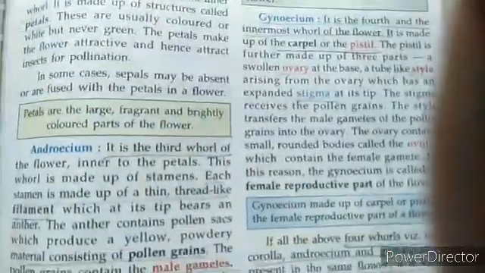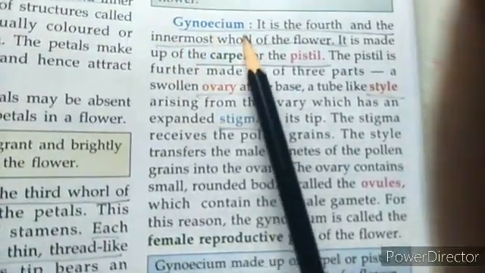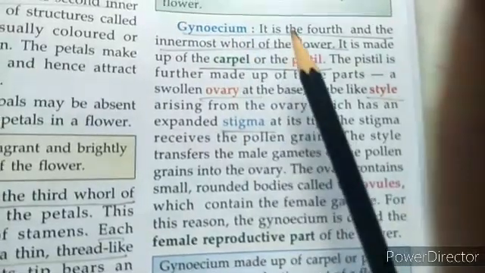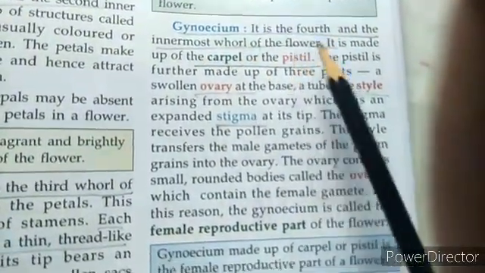Let's have a look at the next part here. The next part is known as gynoecium. Gynoecium is the fourth and the innermost whorl of the flower.